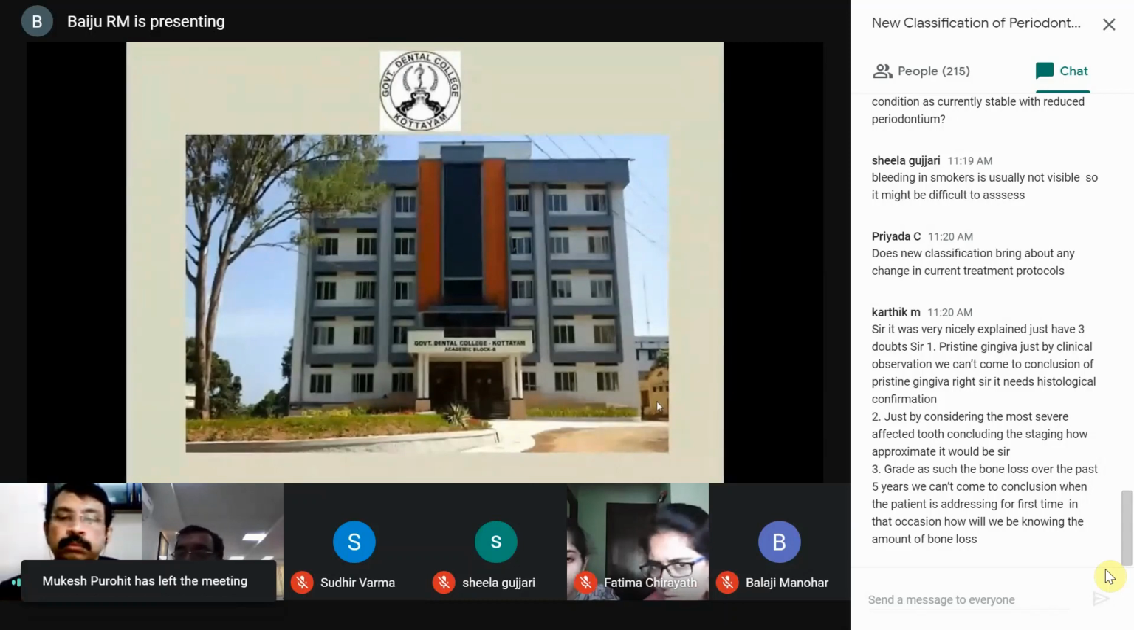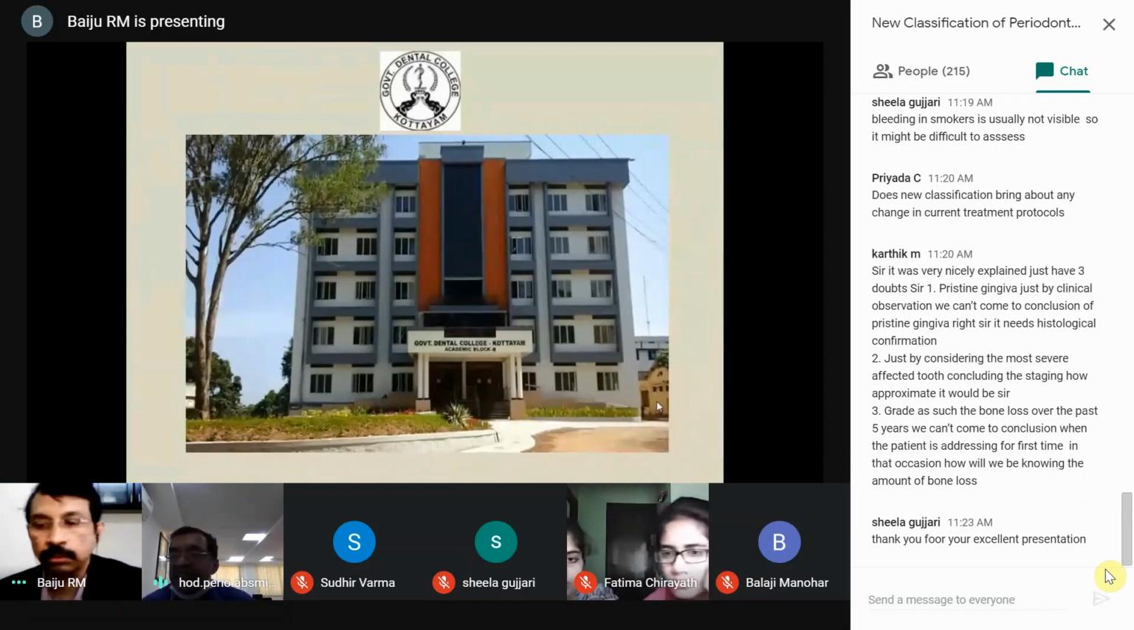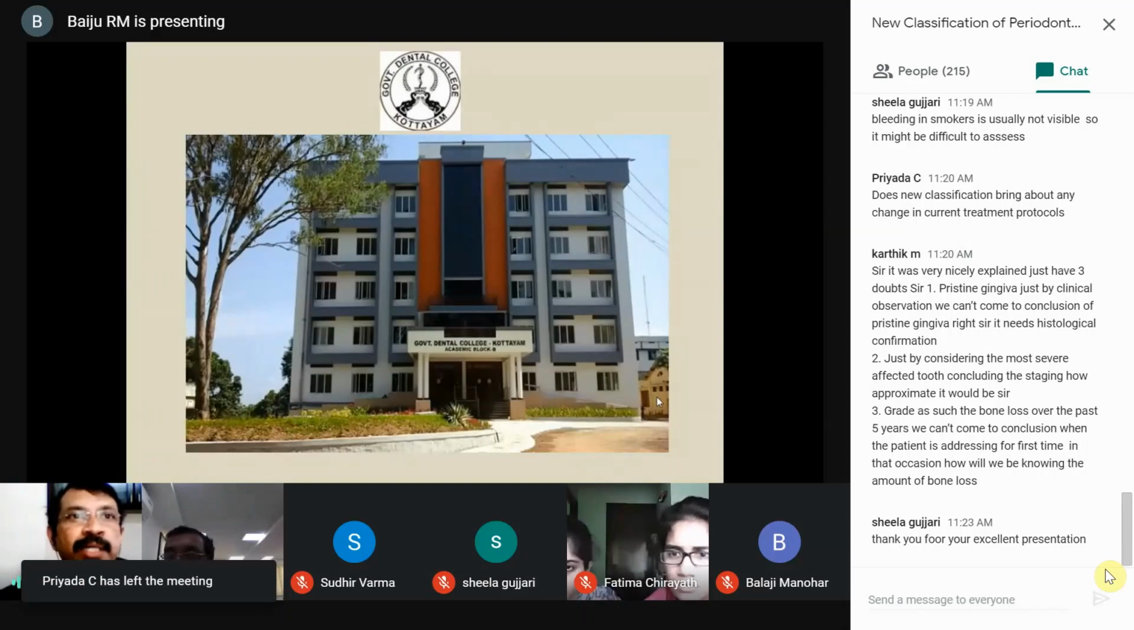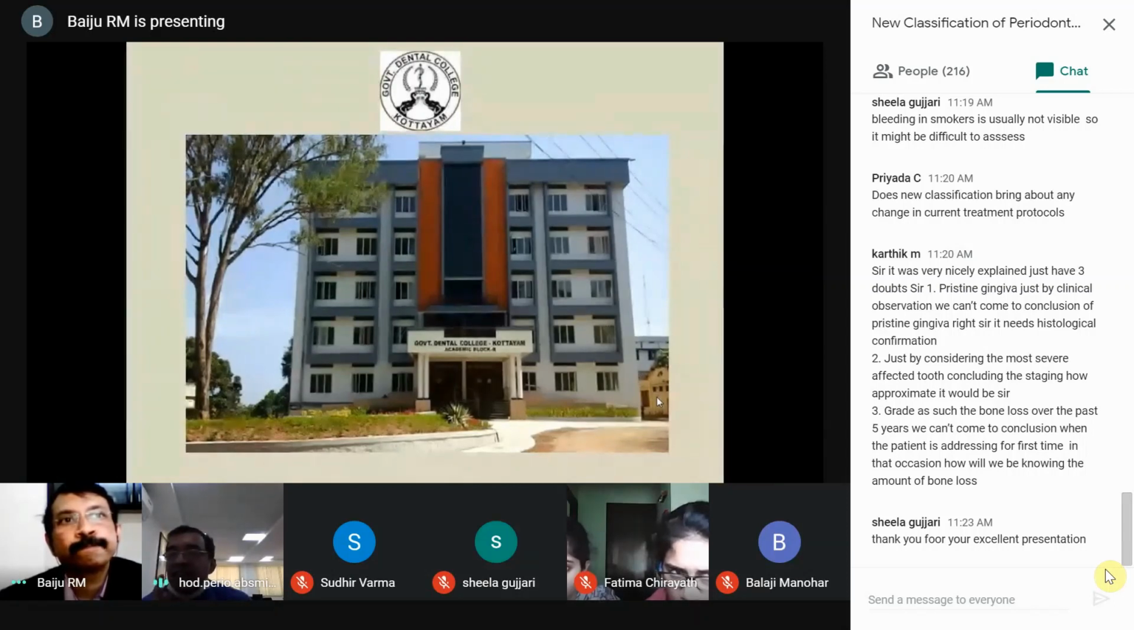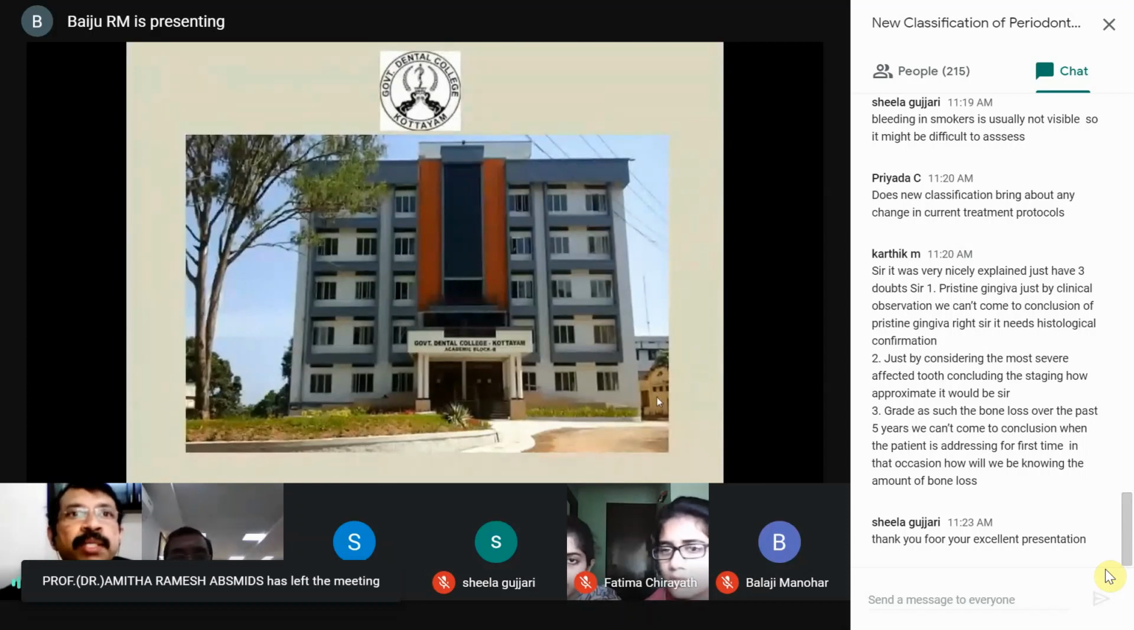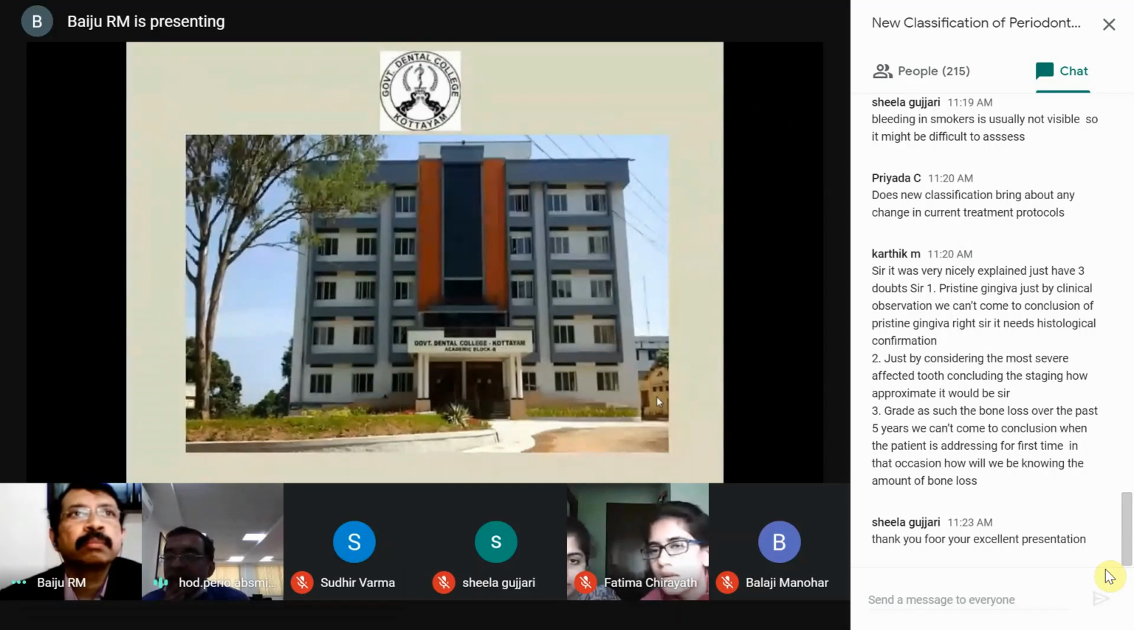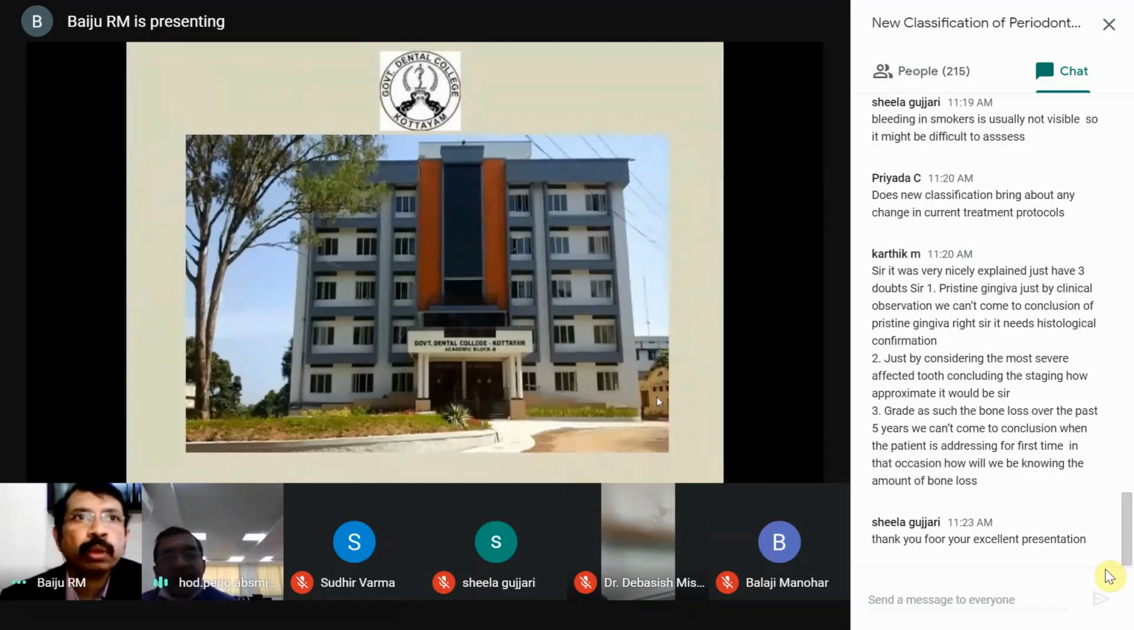Now the last question, Baiju: can we come to a conclusion about pristine gingiva just by observation? Doesn't it need histological confirmation? The second part of the question is, just by considering the most severely affected tooth, is it right to do the staging? We are talking about staging now. The third part is grading, such as the bone loss over the past 5 years. When we are seeing the patient for the first time, how can we predict the amount of bone loss and how it has occurred?